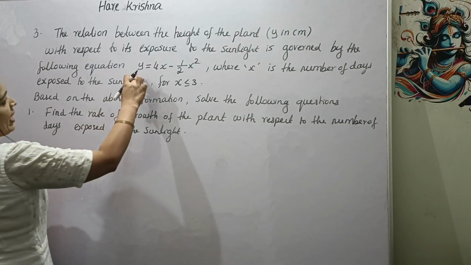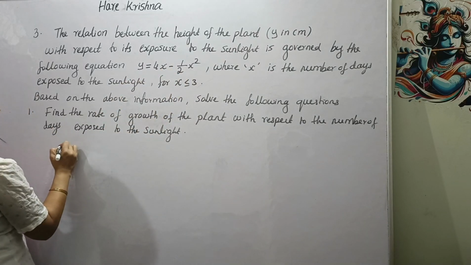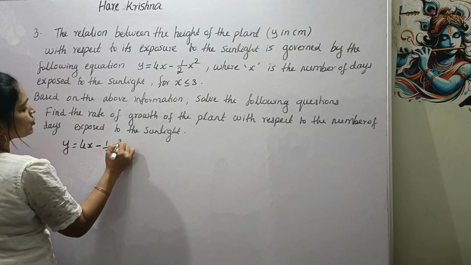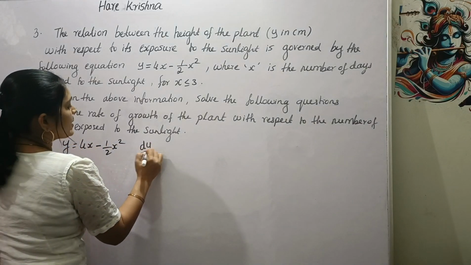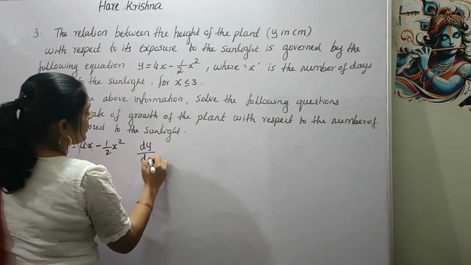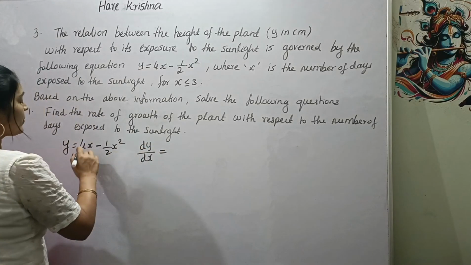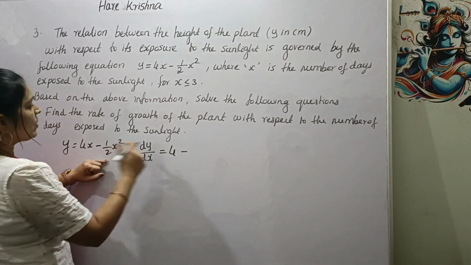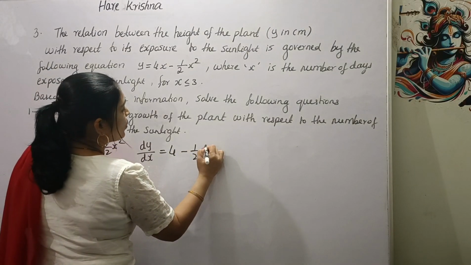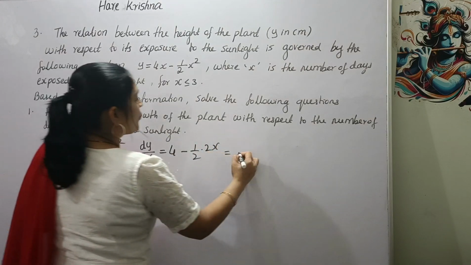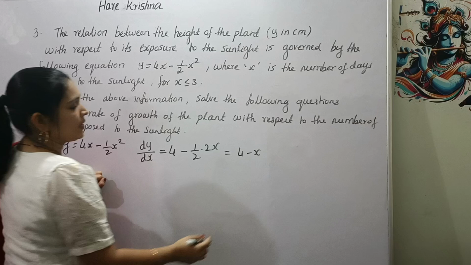What is dy by dx? We have an equation, right? y is equal to 4x minus 1 by 2 x square. What is dy by dx? Differentiate it with respect to x. That is, dy by dx is equal to derivative of 4x, which is 4, minus 1 by 2 into derivative of x square, which is 2x. That is equal to 4 minus x.